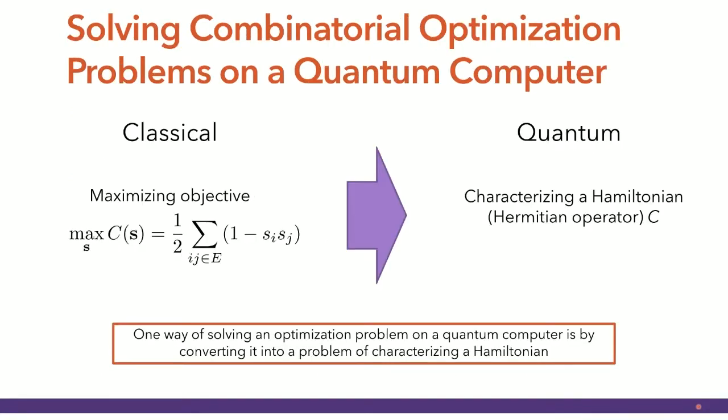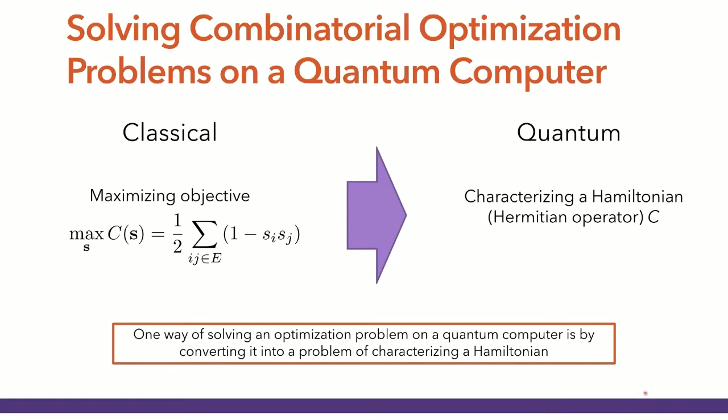Okay, so we're starting with this classical optimization problem on the left. We're trying to find some binary configuration S that maximizes our objective function. All of the problems we're going to consider today have a form like that, and what we want to do is solve them somehow on a quantum computer. On a high level, this is not the only way to do it, but this is the way I'm going to talk about today.